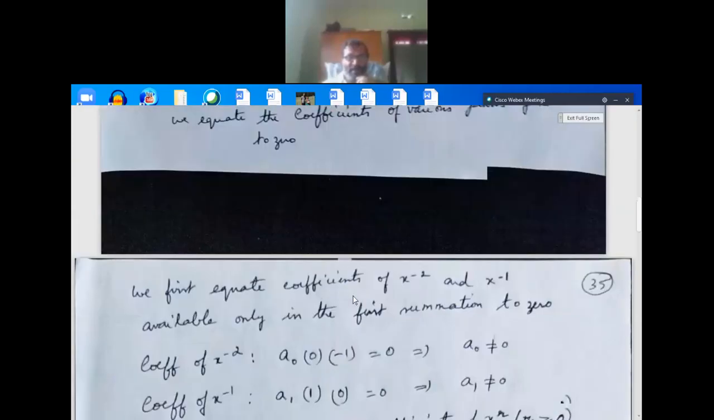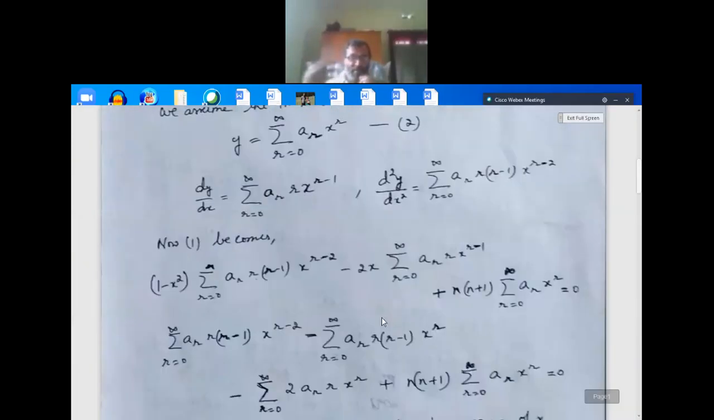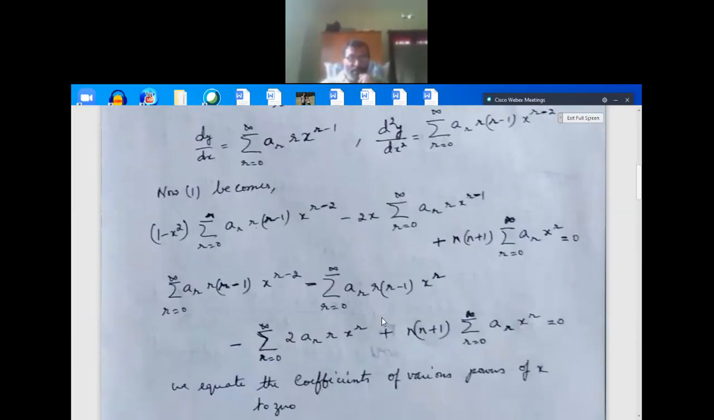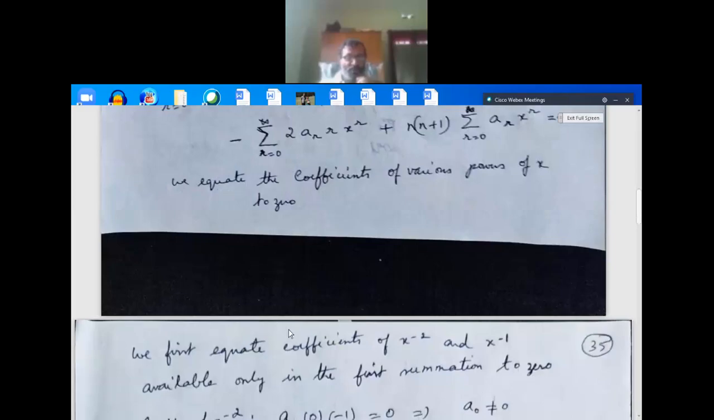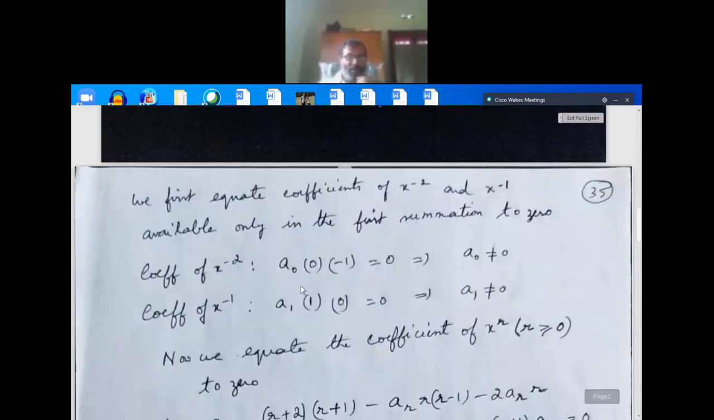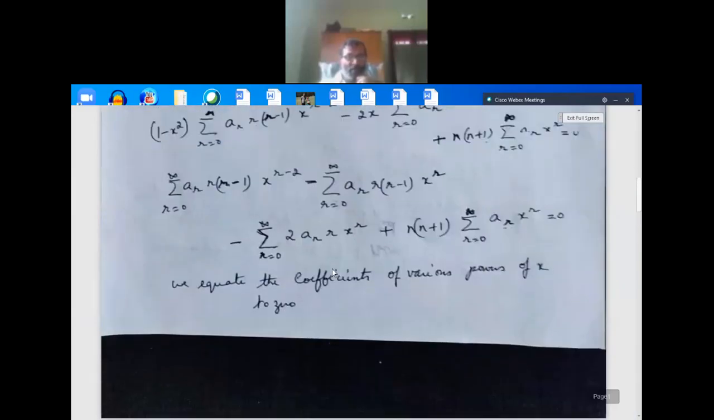On the right hand side, everything is 0. Again, I'm repeating: we equate the coefficients of various powers of x to 0, starting with the lowest. When r is 0, we get x power minus 2. So a naught, 0 into 0 minus 1. This 0 minus 1 is minus 1. That is the coefficient of x power minus 2: a naught into 0 into minus 1. Hope it is clear.